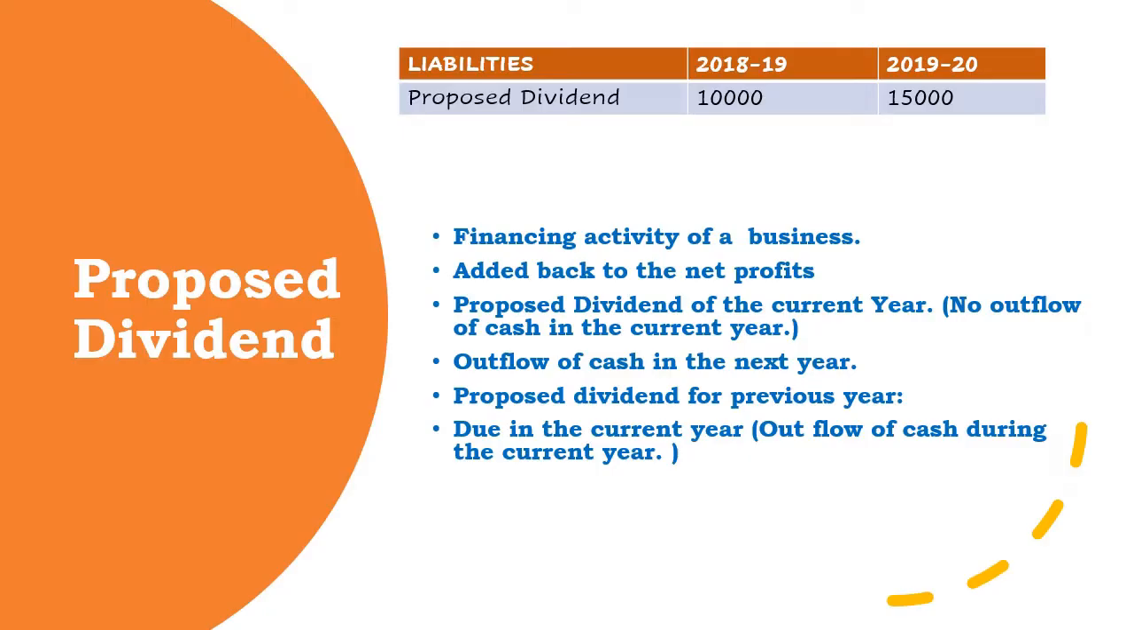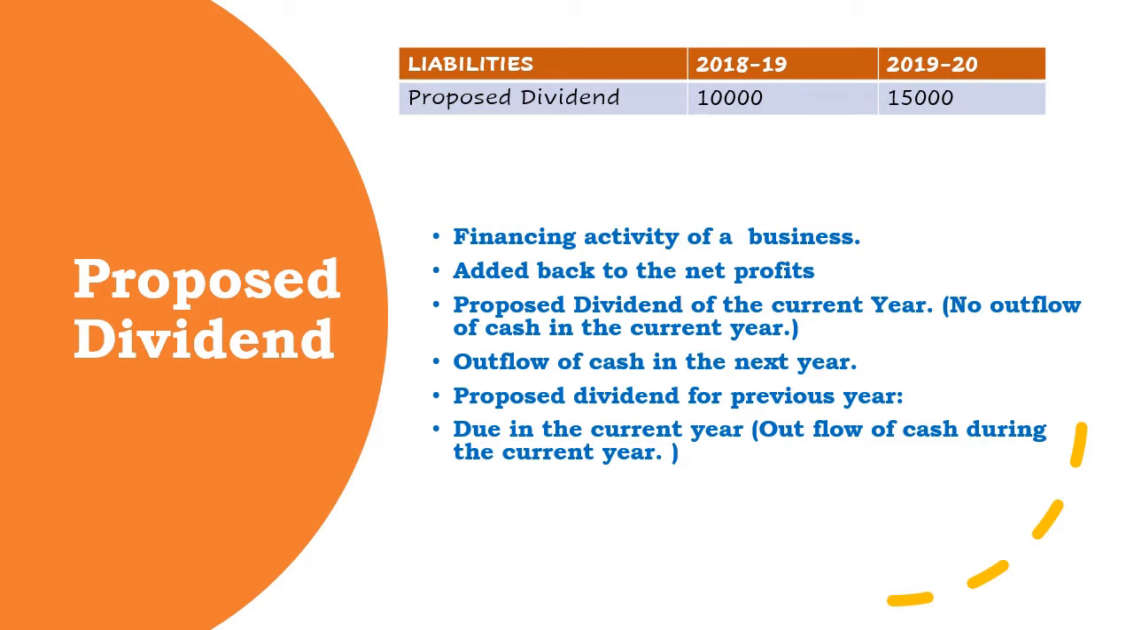Here I would like to explain each and every expense or income. First, take into consideration proposed dividend. Try to understand, when the company declares dividend, it is not paid in the same financial year, but it is paid in the next financial year. For example, proposed dividend for the year 2018-19 is 10,000, whereas proposed dividend for 2019-20 is 15,000.